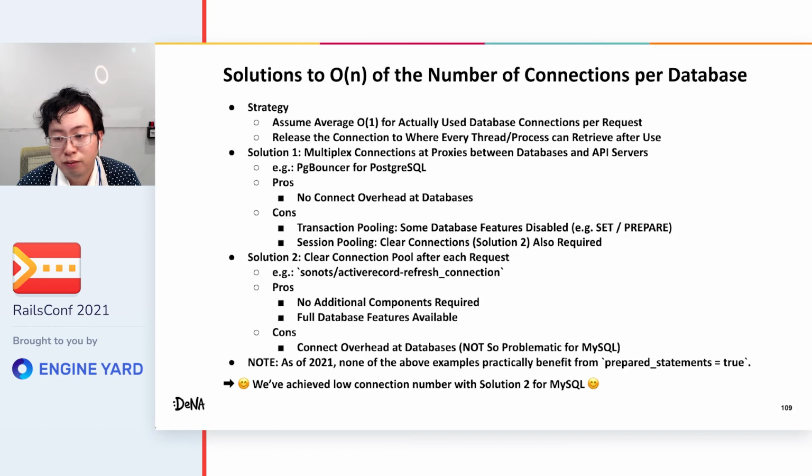ActiveRecord's refresh connection is famous for this solution. The pros of this solution are that there are no additional components required, and full database features are available. Although these have a connect overhead at databases, this is not so problematic for MySQL, and we have achieved a low connection number with solution 2.